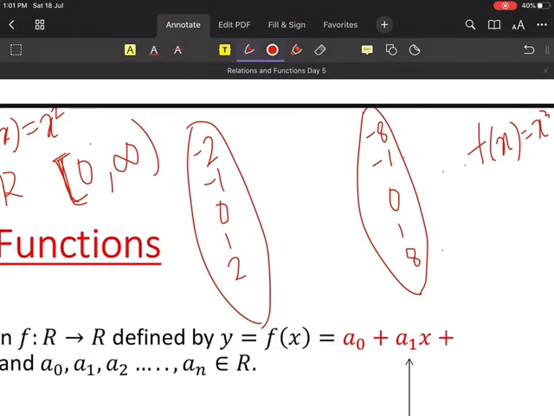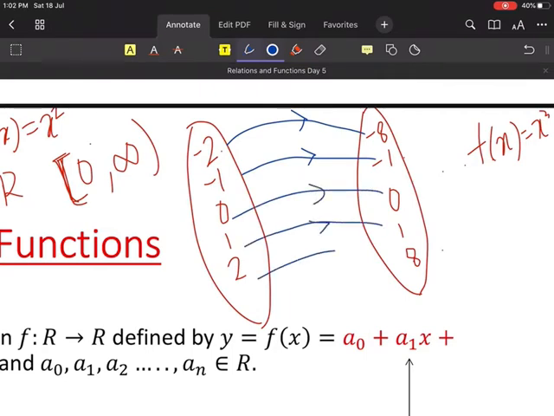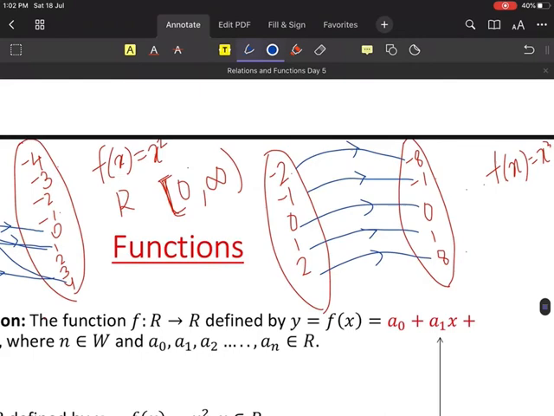Can anybody tell me -2 will be mapped with which one? I am doing f(x) equal to x cube. How much? Very good. -2 will be mapped with -8. That's right. -1 will be mapped with what? -1. 0 will be mapped with what?